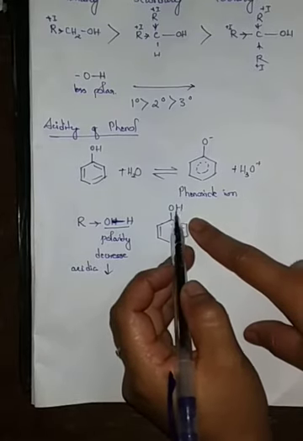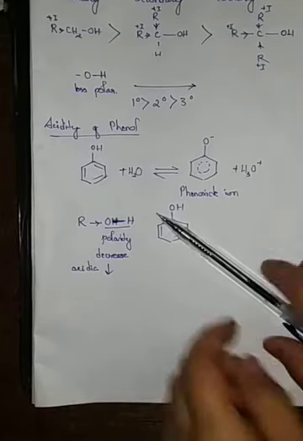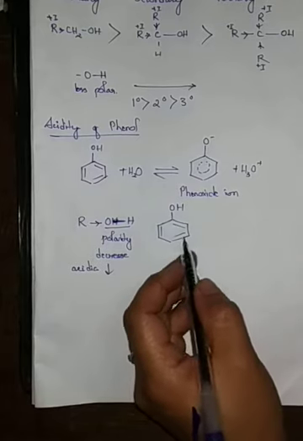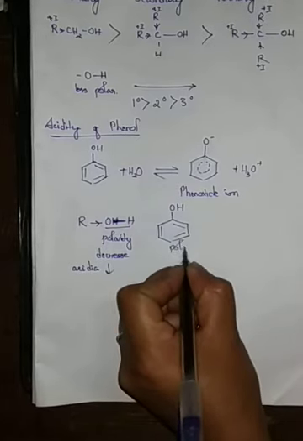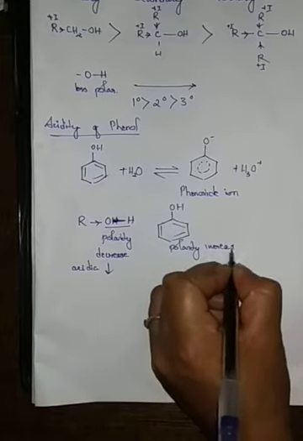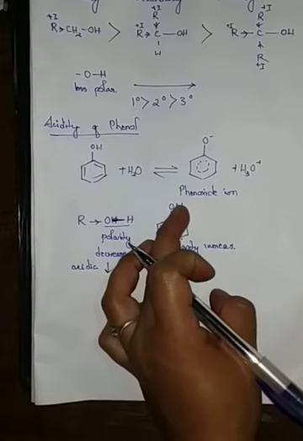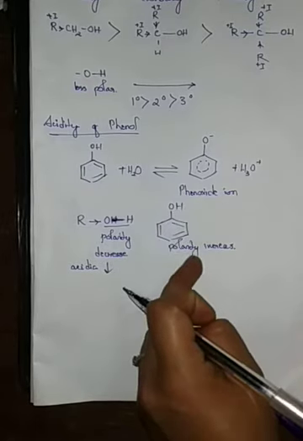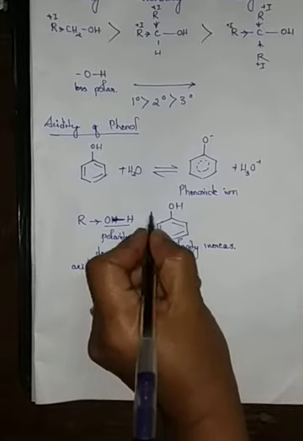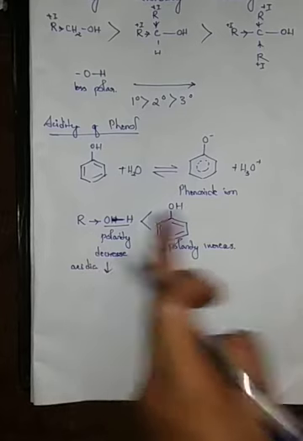As a result, the oxygen atom will tend to pull the electron towards itself. Now when this happens, it will increase the polarity. This increases the polarity of the OH bond in our phenols. Thus, phenols behave as stronger acids than alcohols. Now therefore, the acidic strength would be in this way. Phenol is more acidic than alcohol.